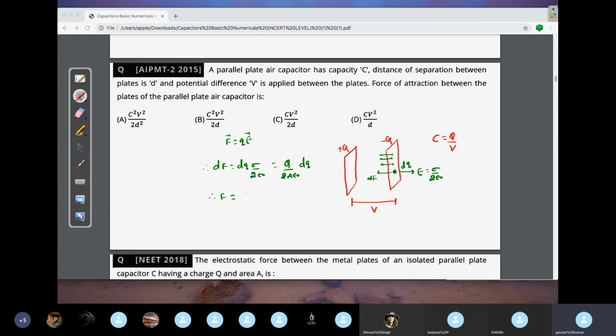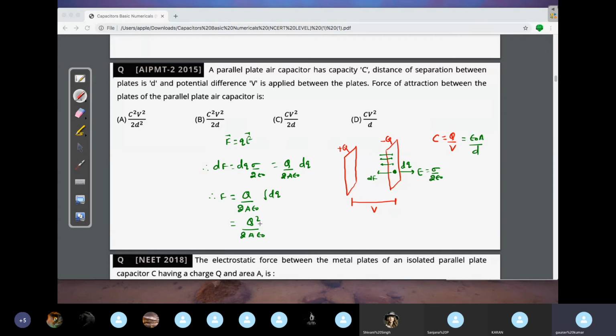This Q by 2A epsilon naught can be taken outside. Integration of dq is the total capital Q. So what is the value of force you will get? Force equals Q square by 2A epsilon naught. But they are asking you to write the answer in terms of the given quantities. C is given as epsilon naught A by d, right?